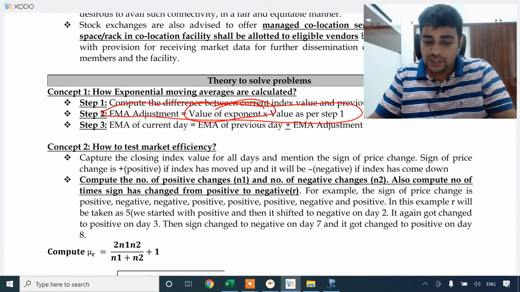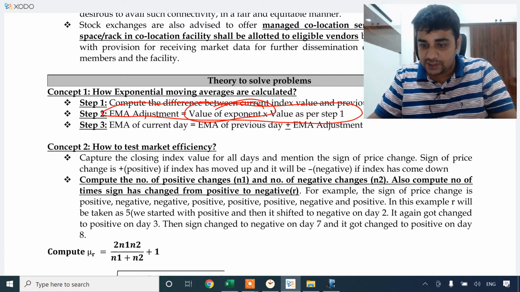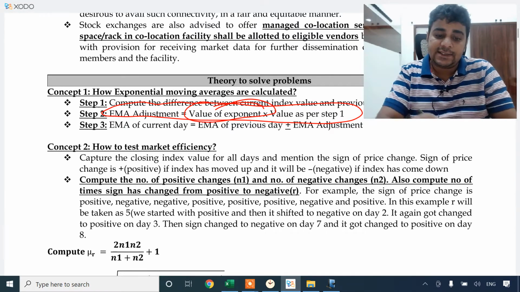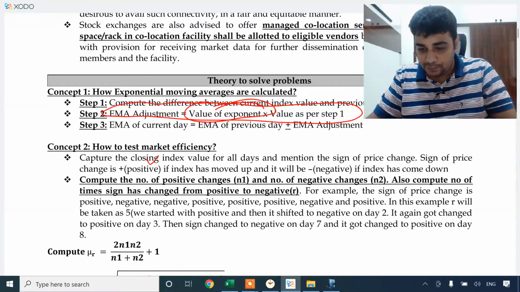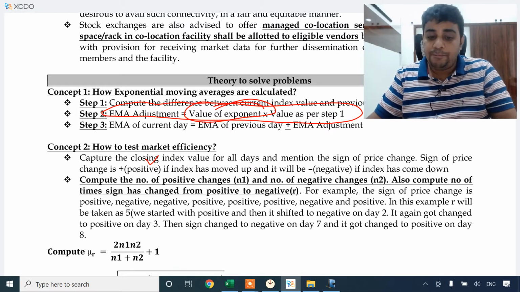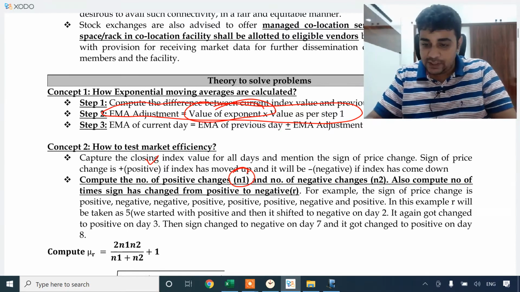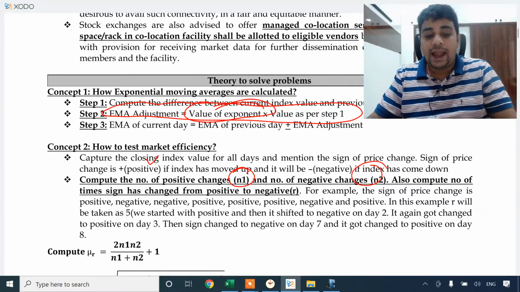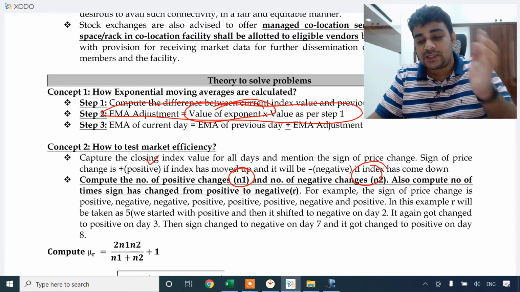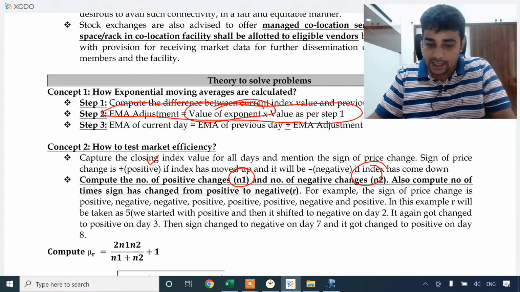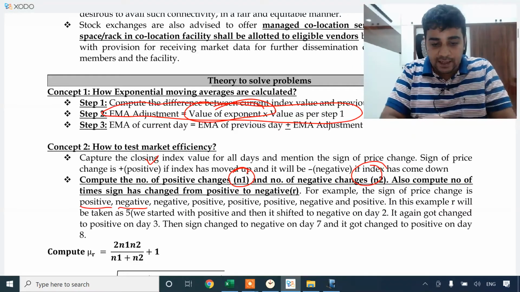Compute the closing index value for all days and mention the sign of price change. Sign is positive if the index has moved up. It will be negative if the index has come down. Compute the number of positive changes, which we call N1, the number of negative changes, which we call N2, and the number of times the sign has changed, which is called R. Example: positive, negative, negative, positive, positive, positive, negative, positive.